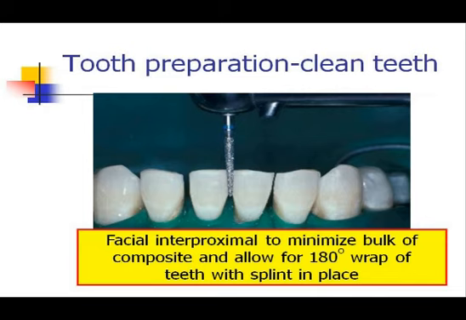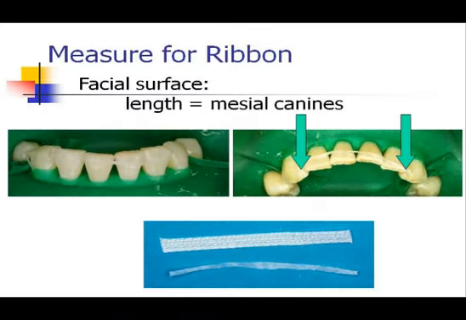and lingual surfaces. We're now going to measure for the ribbon. We're going to look at the facial, and we're going to go to the mesial of the canines. We're going to use dental floss or dental tape to measure this and cut it. And then we'll measure out the length of the ribbon that we'll be using on those facial surfaces.